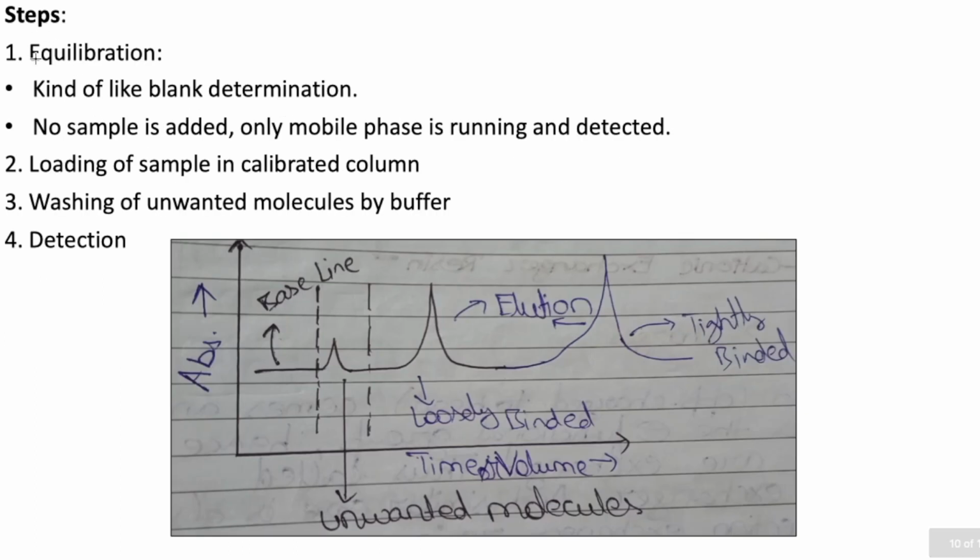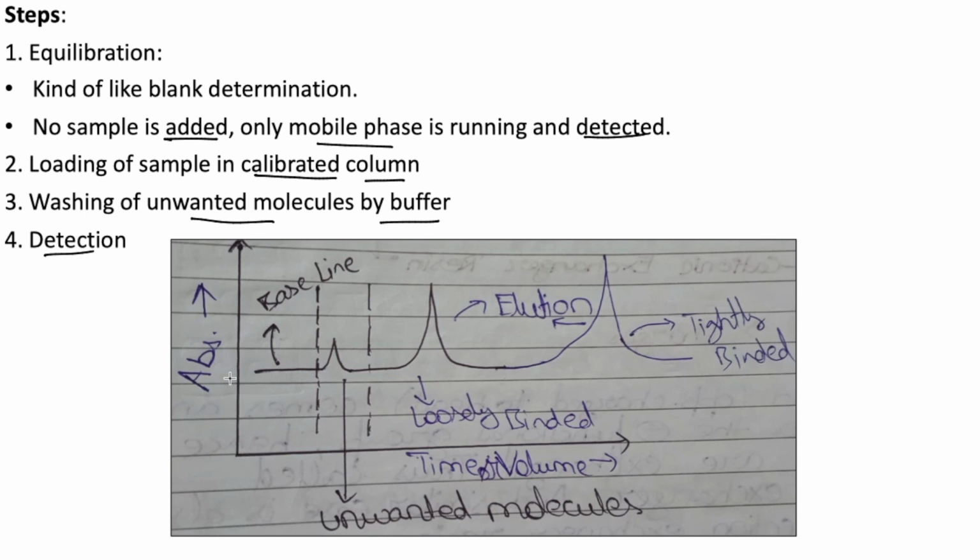The steps are like, the first step is called the equilibration step. It's a kind of blank determination. No sample is added, only mobile phase is running and is detected. The second step is loading of the sample into the calibrated column. The third step is washing the unwanted molecules away by the buffer, and the fourth is to do the detection.